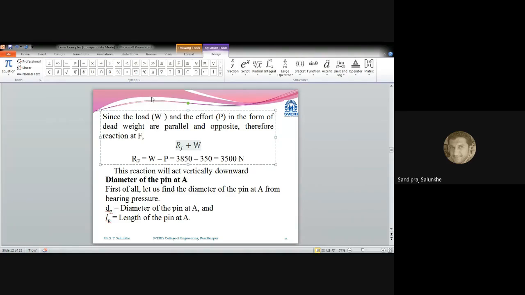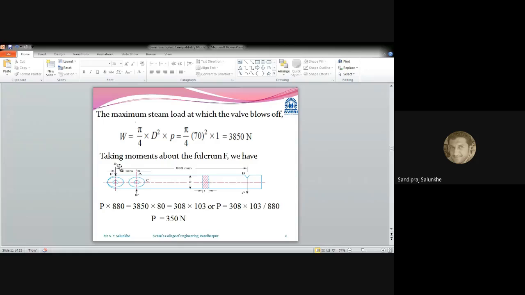Now I have taken this R suffix F as plus W, just assuming the equation. For the sake of simplicity, I am going to write here minus R into F, sorry, RF plus W minus P is equal to 0. This is the equation, basically. That is summation of all vertical forces equal to 0, where I have considered this RF as a downward direction.